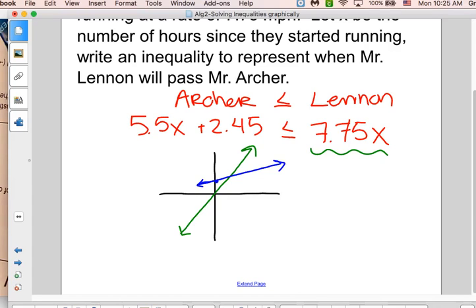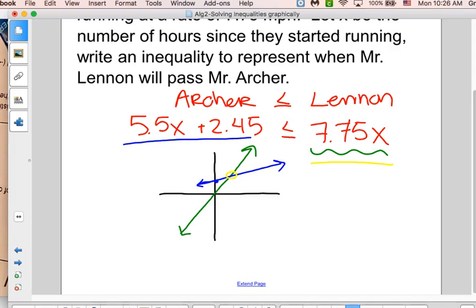So let's circle, at what point in time are they going to be at the exact same spot? Where does that show on the graph? Where they cross. So this point right here is where they're going to be at the exact same spot. And then that divides your graph into a left side and a right side. So what side is going to have Lennon ahead of Archer? Where is Lennon's graph greater than Archer's graph?